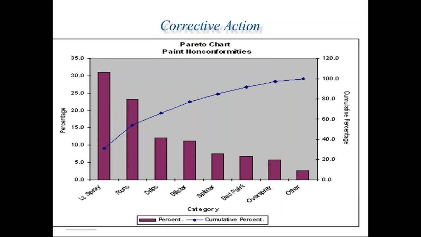You can see light spray has by far been the biggest issue with paint nonconformances. Runs, dips, blisters, and splatters are the top five there, which will account for 80% of the problems concerning the nonconformances with paints. You will take each one of those separately, break it down, and concentrate on the biggest causes that relate to paint nonconformances.